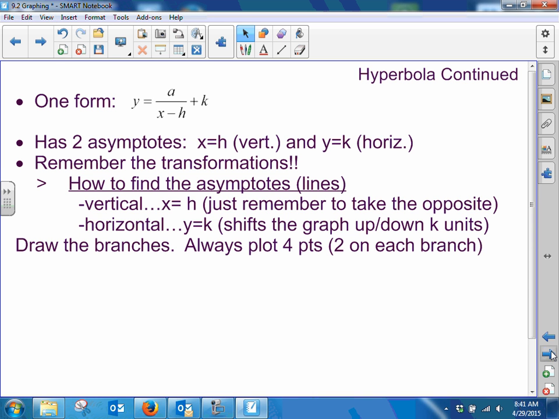Okay, so this looks kind of complicated to graph, right? That y equals a over x minus h plus k. That kind of looks a little complicated. Okay, but it's going to be extremely easy. A is just going to be a number. Oh, it's given. Yep, it's given. A is given to you.